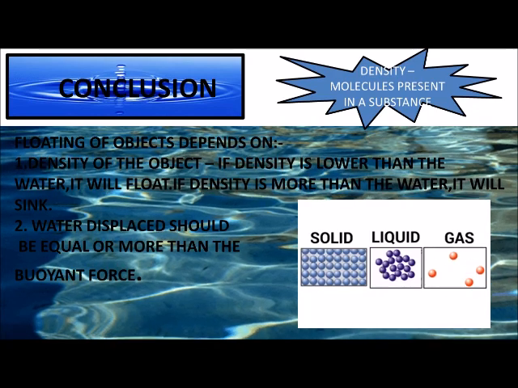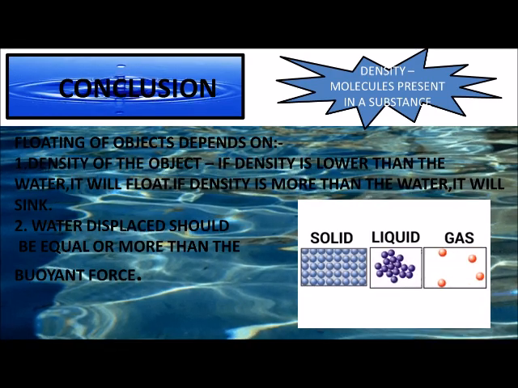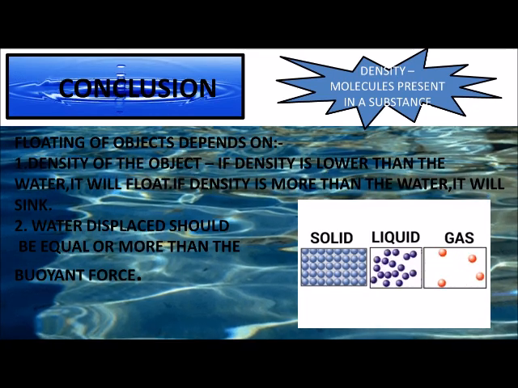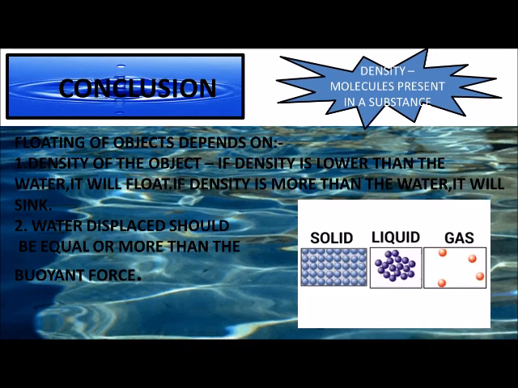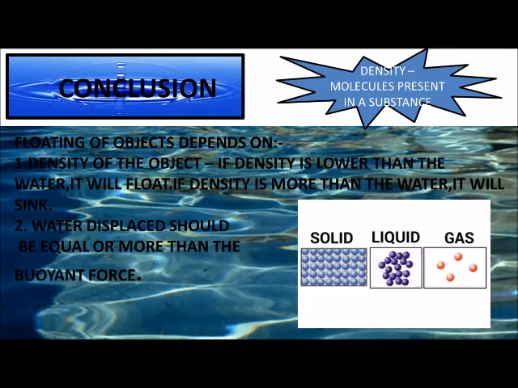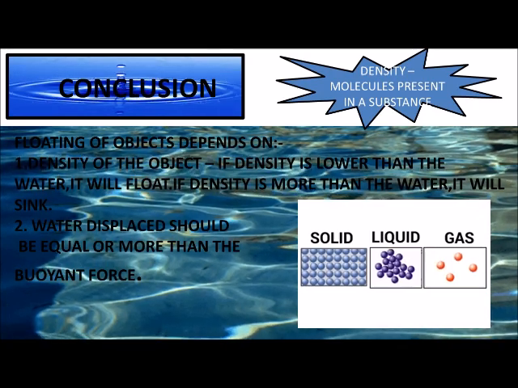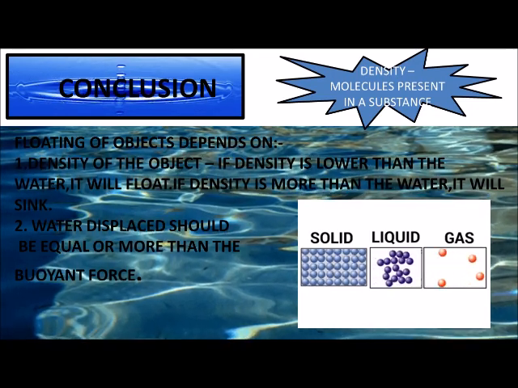So, the floating of objects depends on the density of the object. If the density is lower than the water, it will float. If the density is more than the water, that is, if it is heavy, it will sink. Secondly, water displaced should be equal to or more than the buoyant force. So these are the two main things upon which the floating or sinking of a substance will depend.